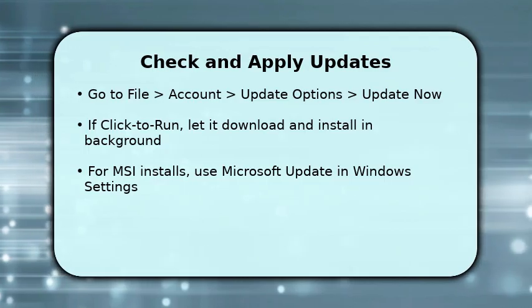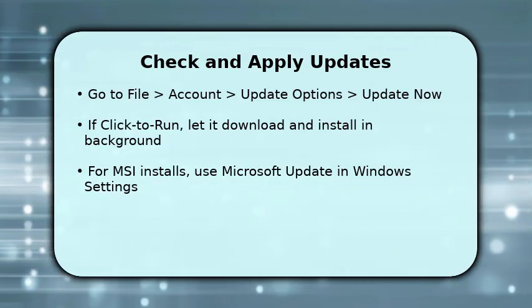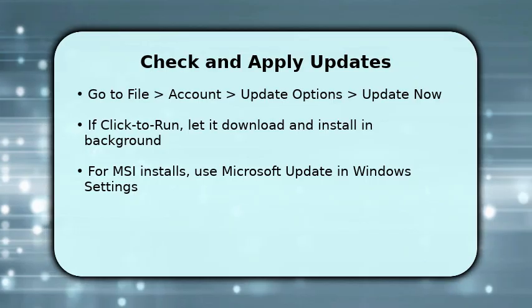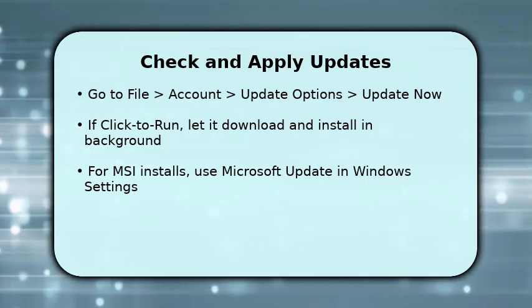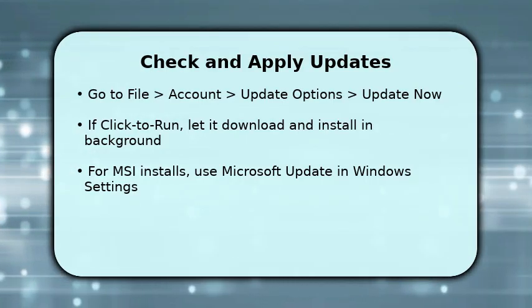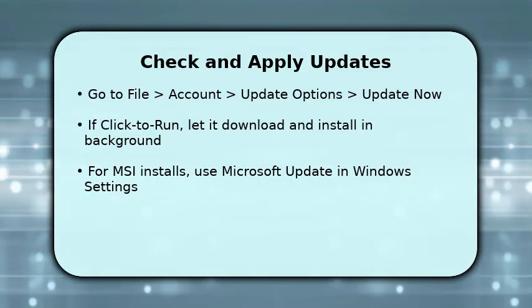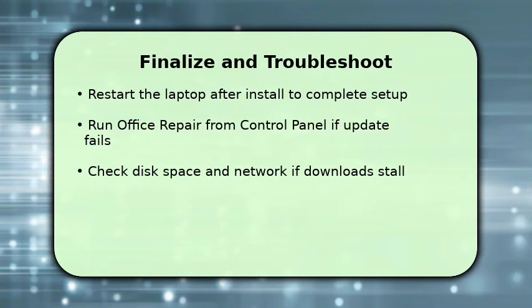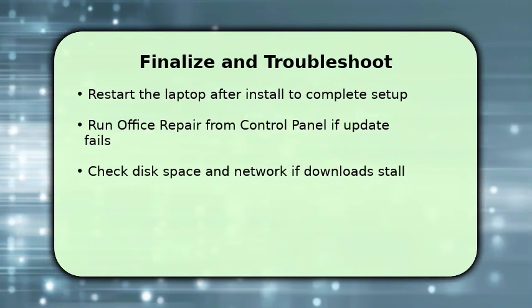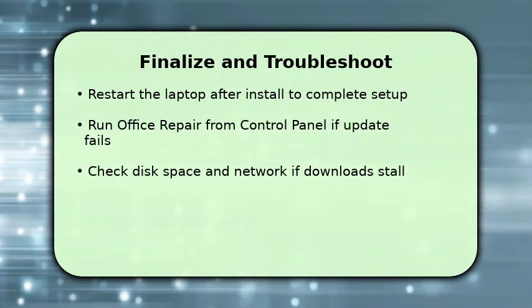If your Dell has an MSI-style install, open Windows Settings, Update and Security, Windows Update and include Microsoft Update to fetch Office patches. This difference matters because Click to Run and MSI use separate update channels. Finish by restarting the Dell to complete file swaps and service restarts. That final reboot finalizes the update.